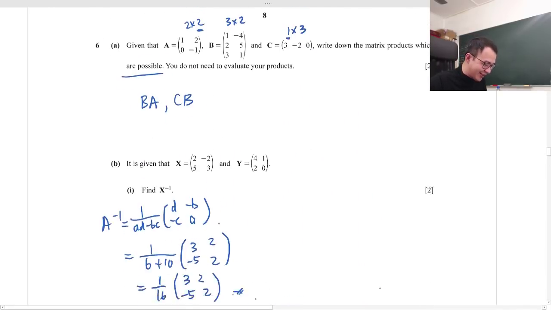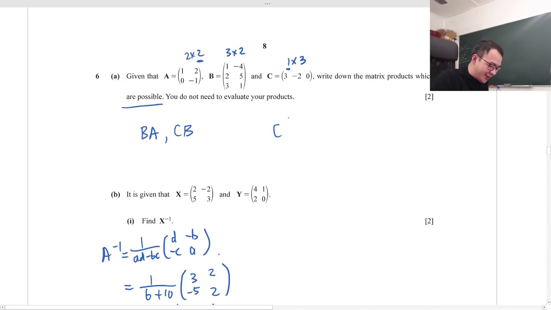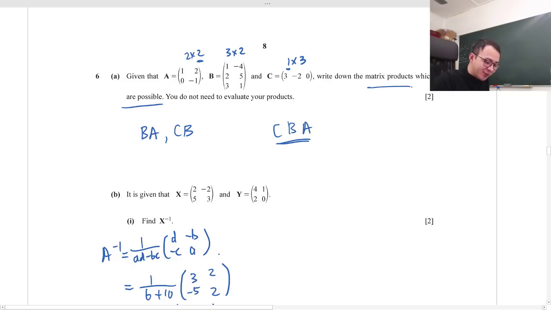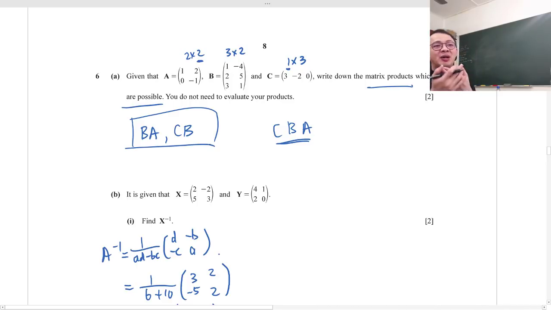CBA, okay, we'll still discuss the CBA thing. Let me see. CBA. Yeah, I think CBA is possible, but I checked the marking scheme over here. Somehow they mean it's a product of two matrices. Because over here they don't say much. They just say matrix products which are possible. So I guess maybe you will get the mark, but it's not in the marking scheme. So I guess you just do like this because the question doesn't ask you to multiply all three matrices. So they say whatever possible.